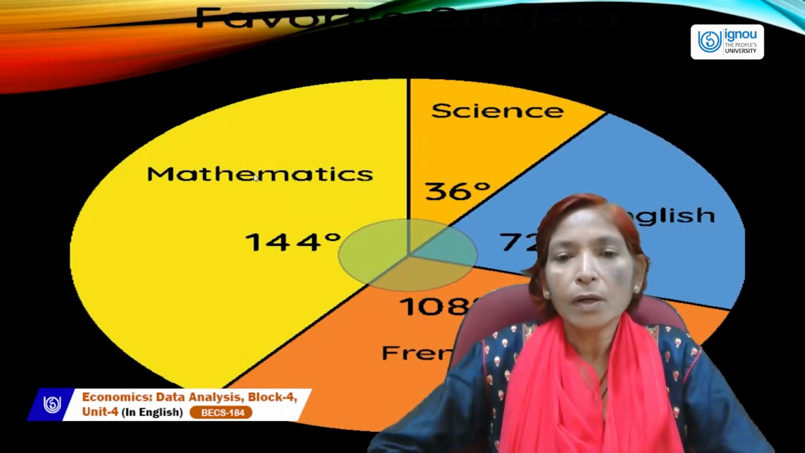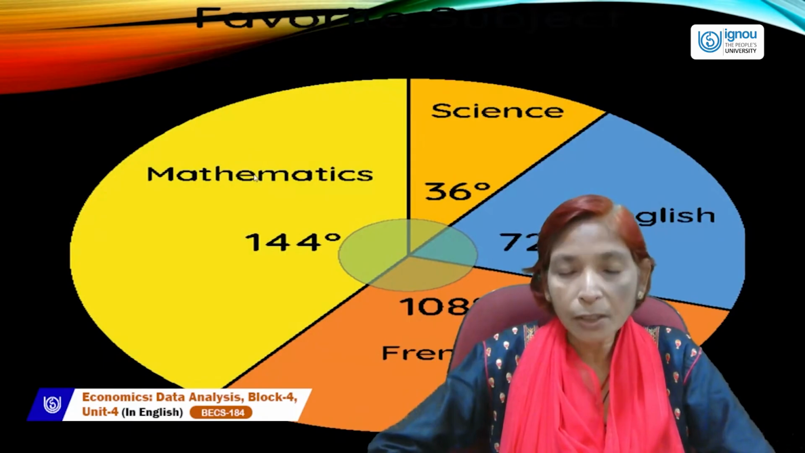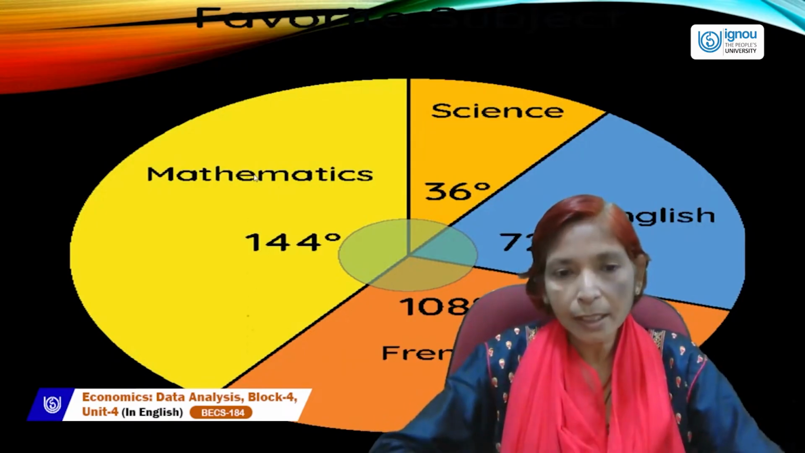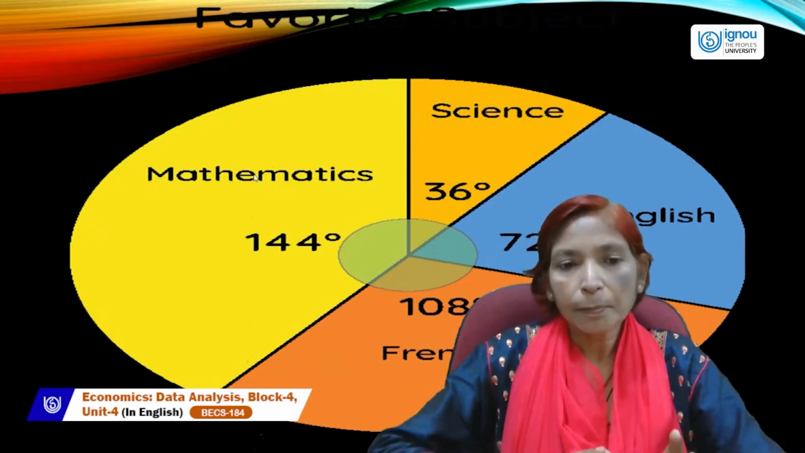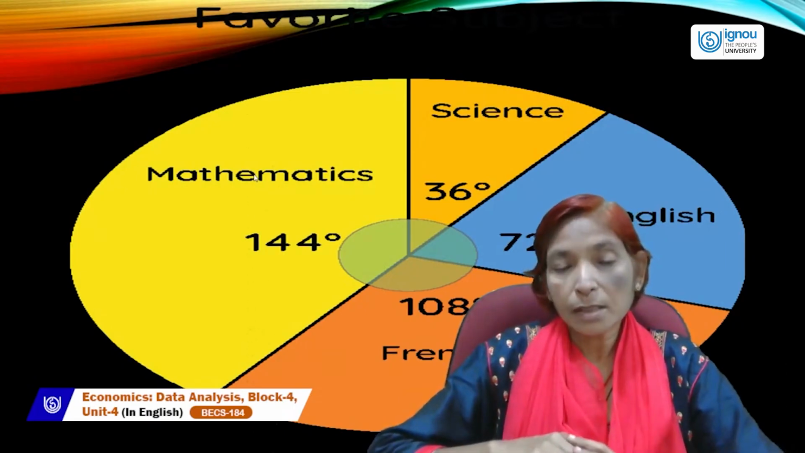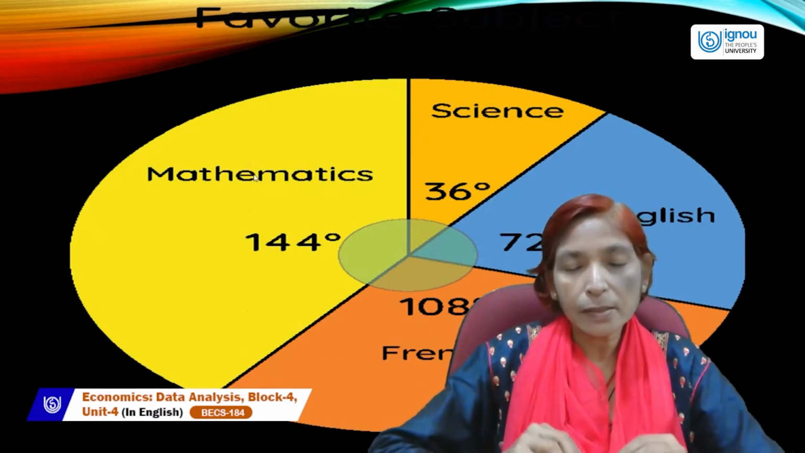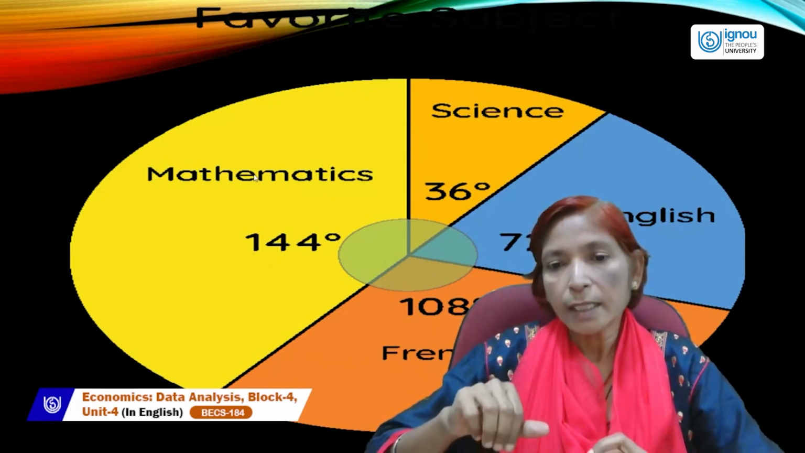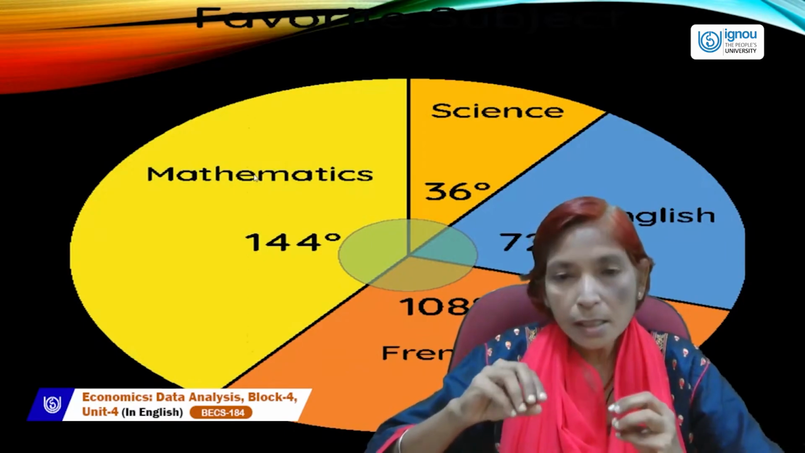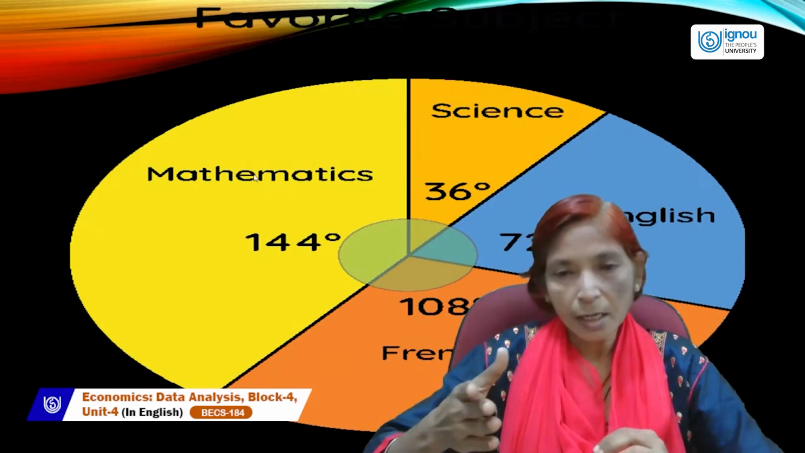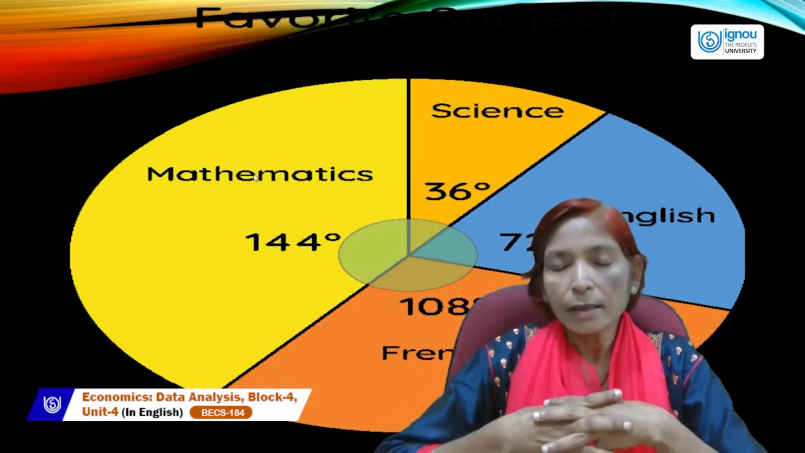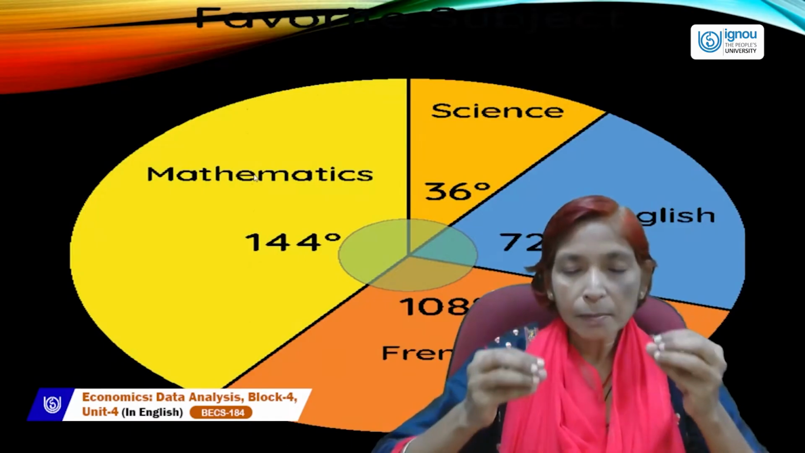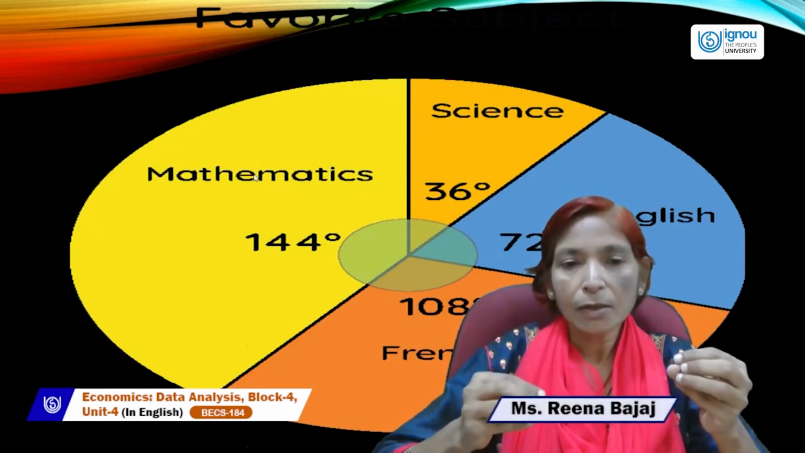Here, if we want to show which subject is the most favorite subject for the students, the sum of this circle should be 360 degrees. If mathematics is 144 degrees, it means most of the students want to take mathematics. Next is French, 108 degrees, and next is English, 72 degrees. The least favorite subject we see in this pie chart is science, that is 36 degrees. It means this diagram clearly shows which subject is the most favorite subject for the students.